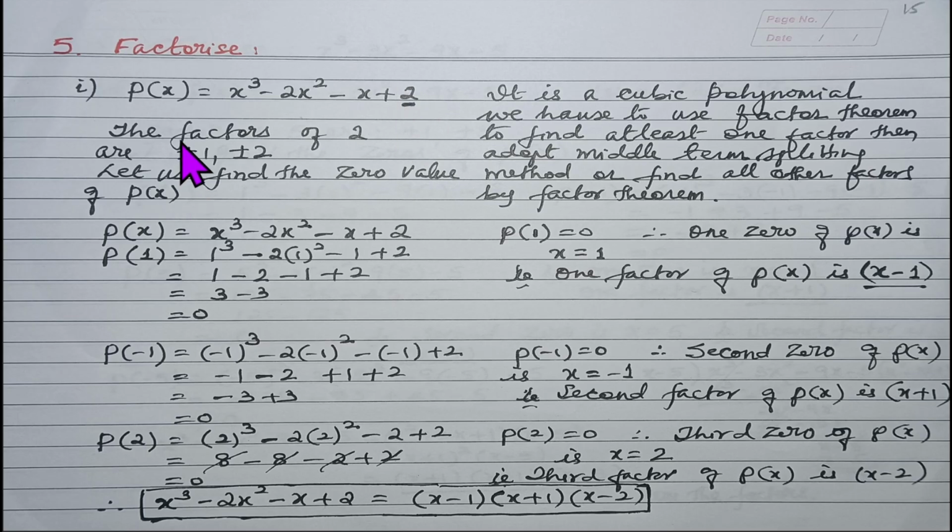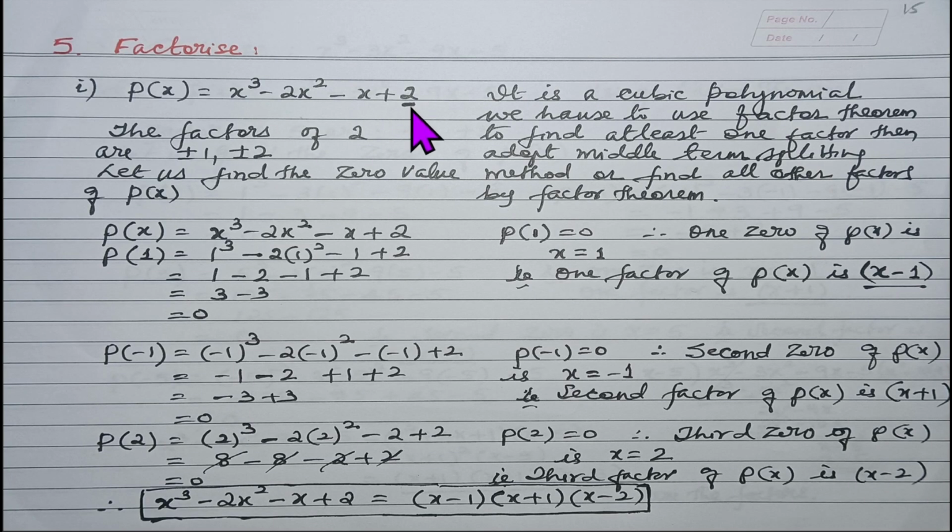The factors of 2 are plus minus 1 and plus minus 2. Now actually this can be factorized by using the identity, that is (x plus a)(x plus b)(x plus c) is equal to x cube and so on. That is the identity to be used here, but we will not go for that. I will make it easier for you.